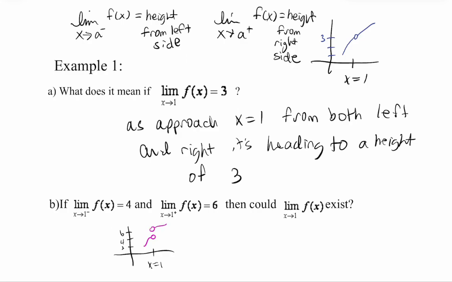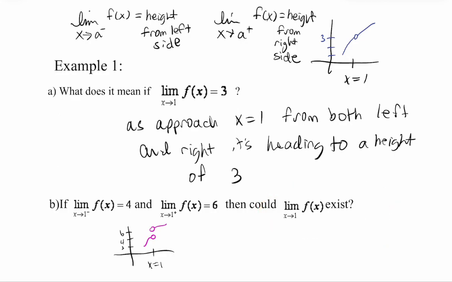I know nothing else about my function. This side could go way up here, this side could go way down here. All I know is at that little juncture right there, the left side is coming into a height of 4, the right side is coming into a height of 6. That's all I know. So it says, does the limit at 1 exist?